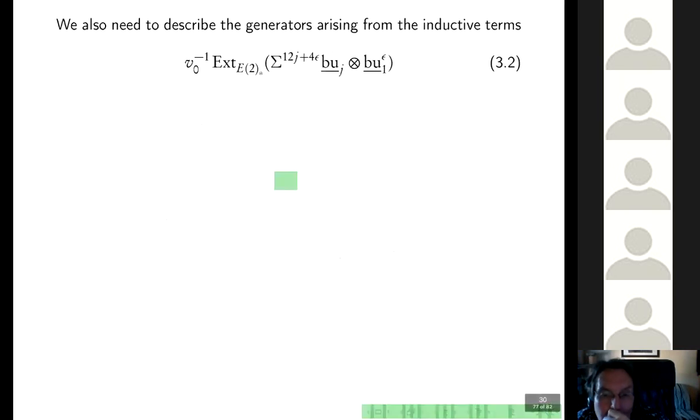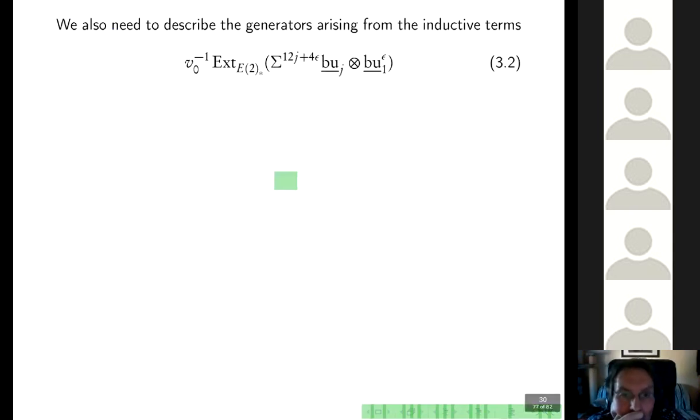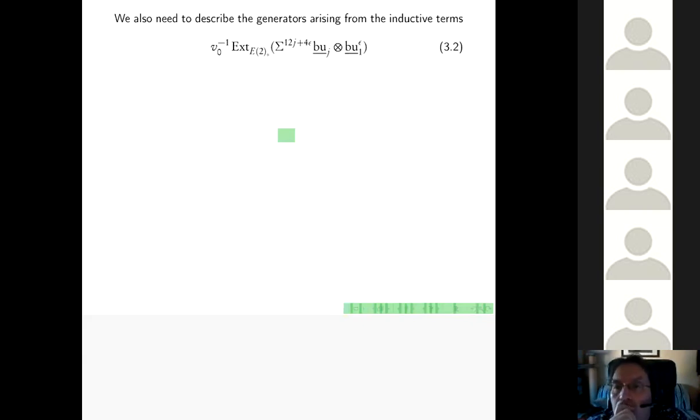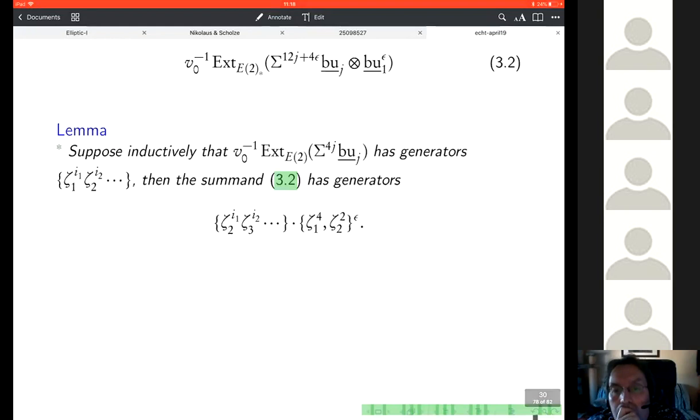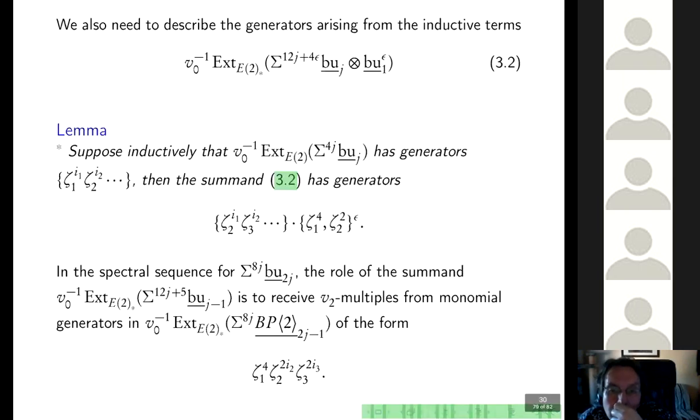Okay, so this is the new input at the 2j plus epsilon stage. But you also have these inductive terms that are coming from the lower BUJs. So you need to know what generators these are determining. It turns out that if you inductively suppose that the generators for the Ext groups for sigma 4j BUJ are given by this, then when you inductively input them into the next stage, you're just increasing the bottom index by 1. And then in the case of the odd one, you have to also multiply by zeta 1 to the 4 and zeta 2 squared.